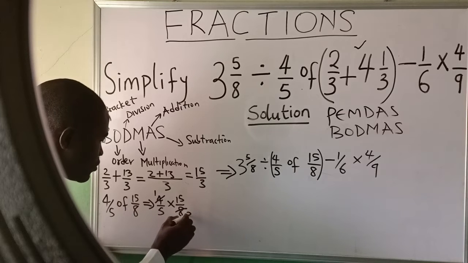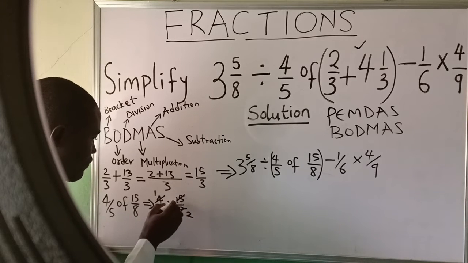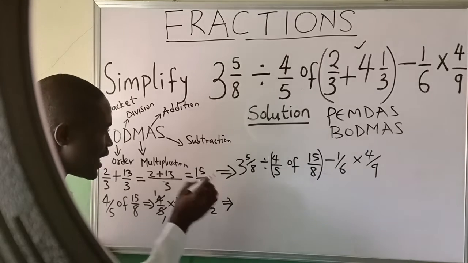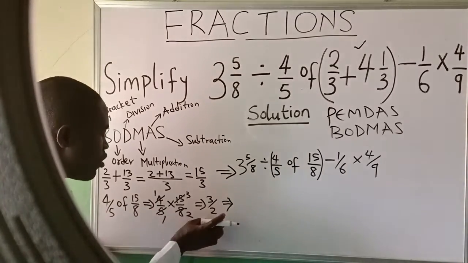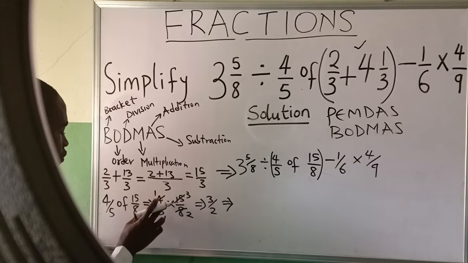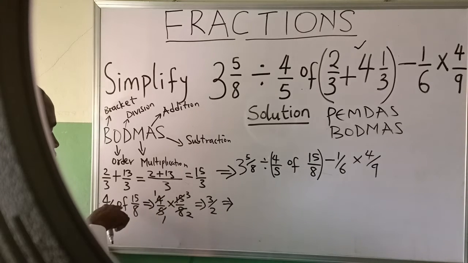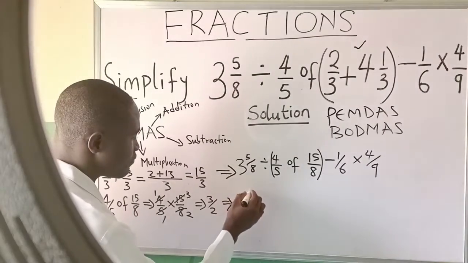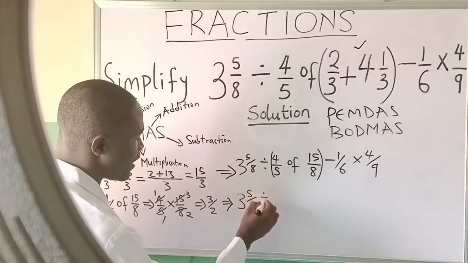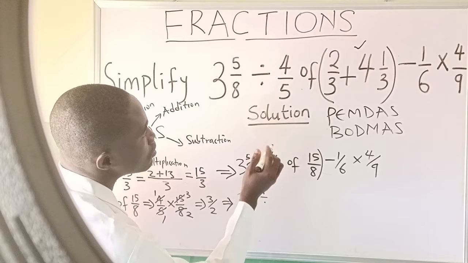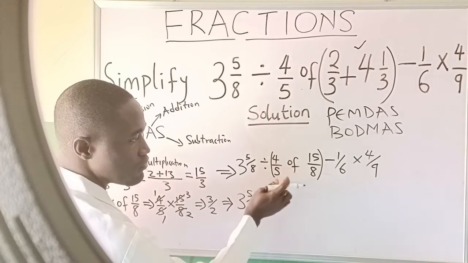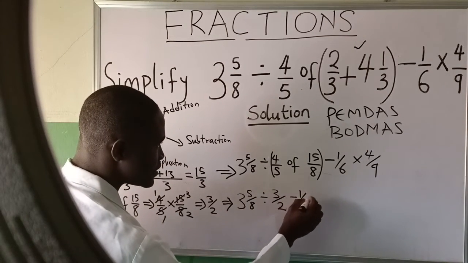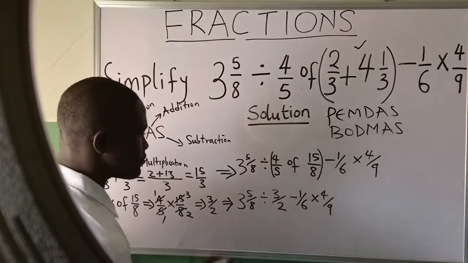4 here, 1, 4 here, 2. 5 here 1, 5 here 3. That will be giving me 3/2. That implies that I have gotten 3/2 to be the answer to 4/5 times 15/8, because we say of means times. Now I will rewrite 5/8 divided by, I remove this and put 3/2 minus 1/6 times 4/9.